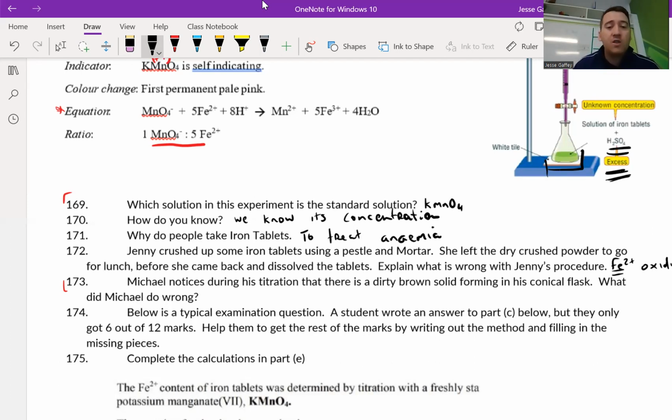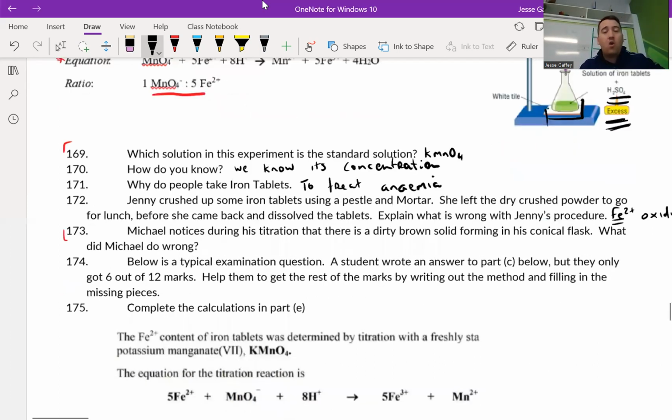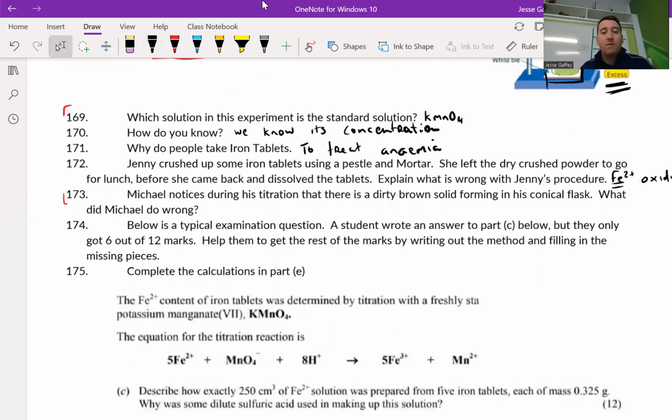All right, so now we're on to a typical exam question. Like all the other videos about titrations, we've typically included an exam question. All right, so let's see what 174 says. Below is a typical exam question. A student wrote an answer to part C below, but they only got 6 out of 12 marks. Help them to get the rest of the marks by writing out the method and filling in the missing pieces.